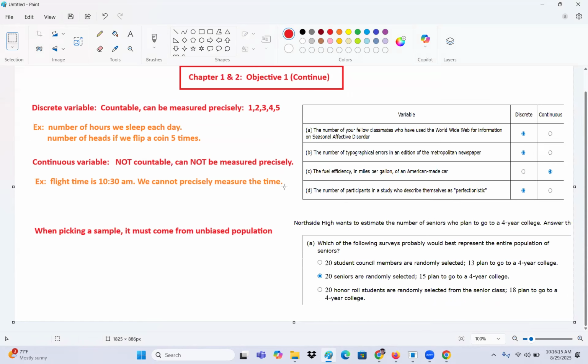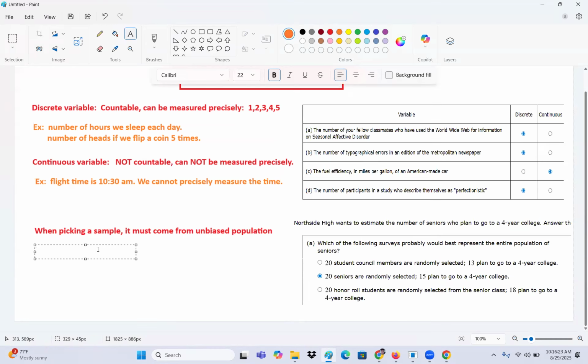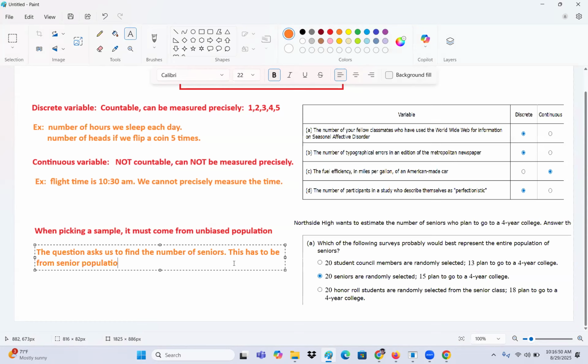So the question says we want to find the number of seniors. So this question asks us to find the number of seniors, right? It does have to be the senior population.